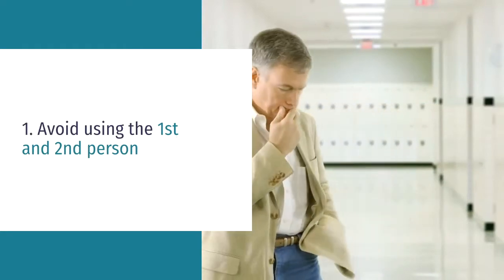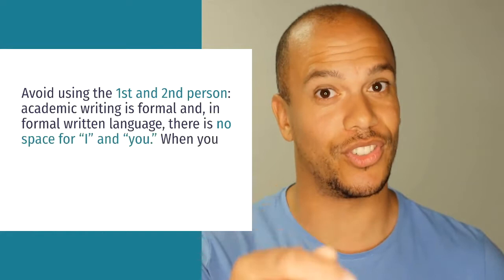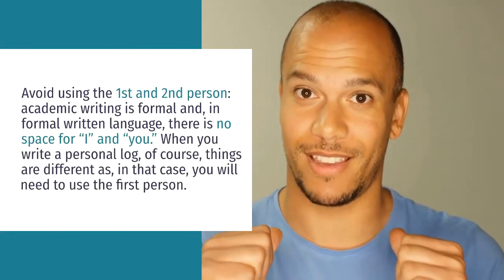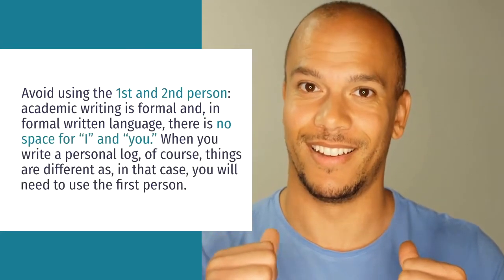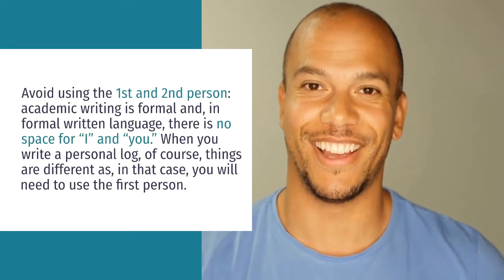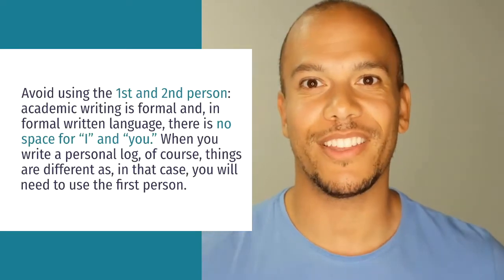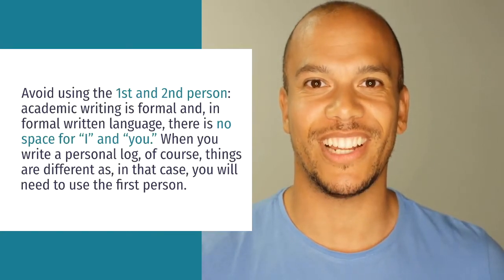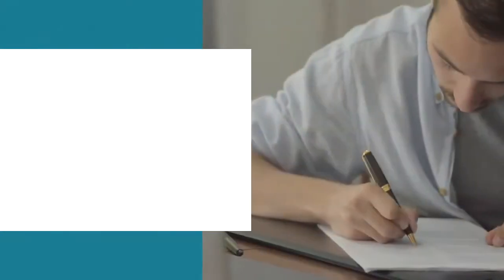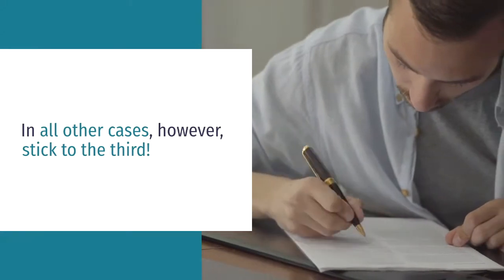Avoid using the first and second person. Academic writing is formal and not informal written language. There is no space for I and you. When you write a personal log, of course, things are different as, in that case, you will need to use the first person. In all other cases, however, stick to the third.